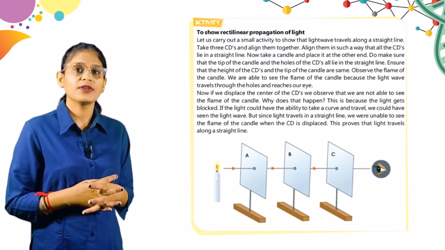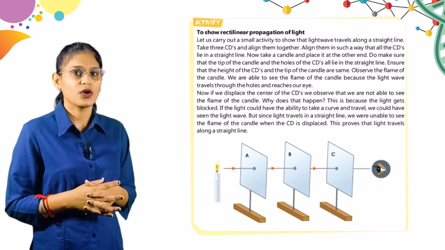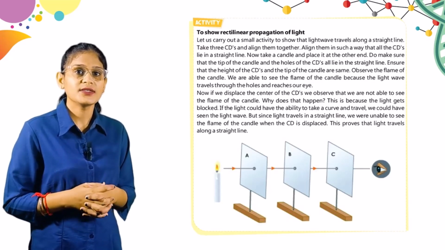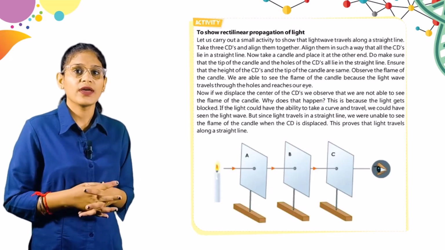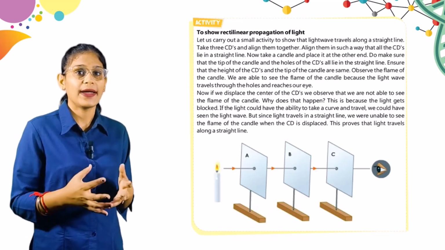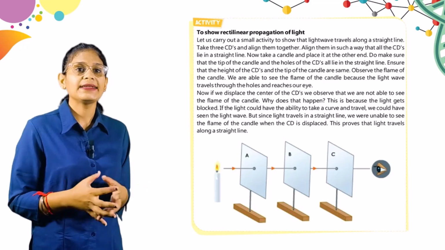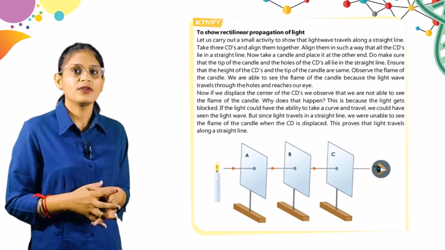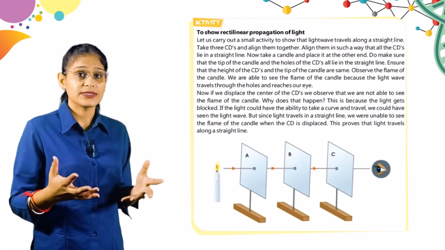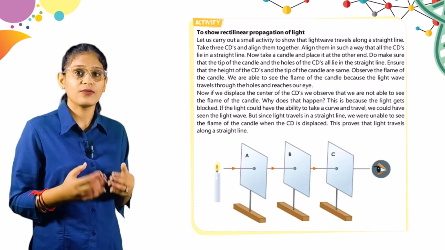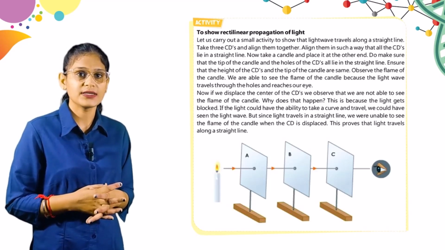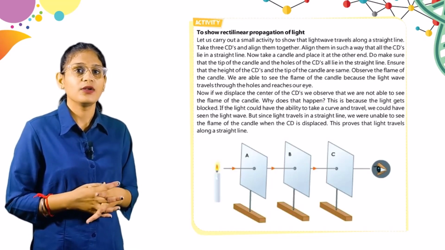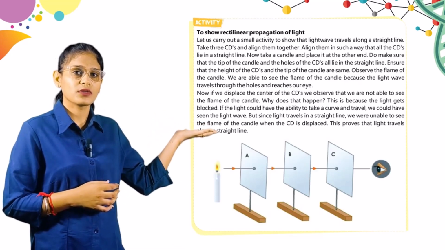We are able to see the flame of the candle because the light wave travels through the holes and reaches our eye. Now, if we displace the center of the CDs, we observe that we are not able to see the flame of the candle. Why does that happen? This is because the light gets blocked. If the light could have the ability to take a curve and travel, we could have seen the light wave. But since light travels in a straight line, we were unable to see the flame of candle when the CD is displaced. This proves that light travels along a straight line. Look here, look at this picture. This picture shows the experiment.